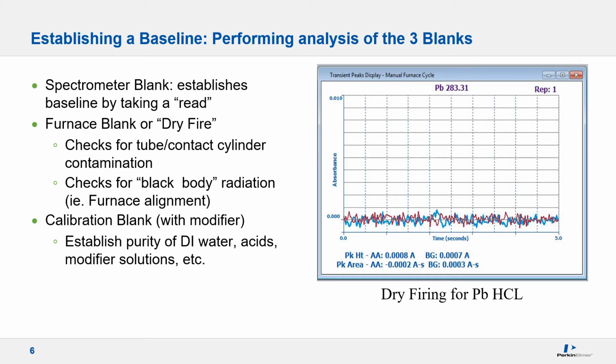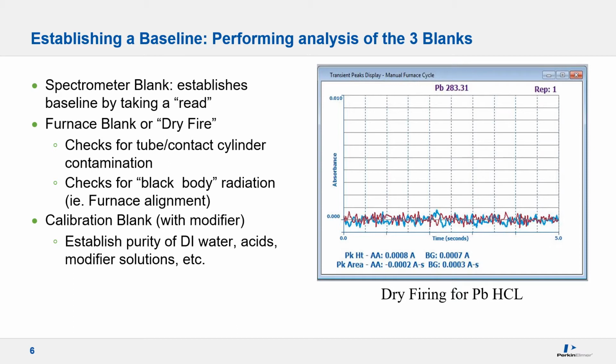The furnace blank, by initiating the program without injection, will provide insight into proper furnace alignment and determine if the signal is adversely affected by black body radiation, and provide verification that analyte is not present in the furnace by the absence of a discernible peak. Ideally, the furnace blank will closely mimic the spectrometer blank, but in cases where a peak is observed, additional firings are necessary to determine if the peak is reduced with subsequent attempts.